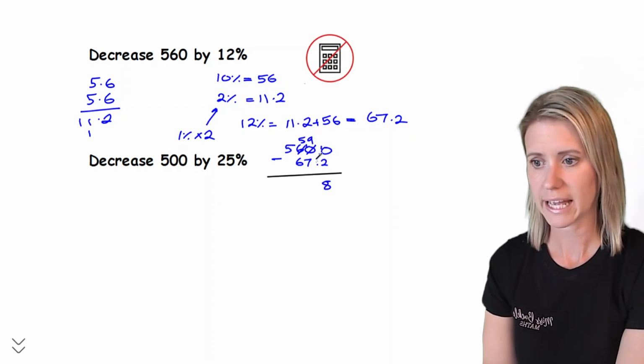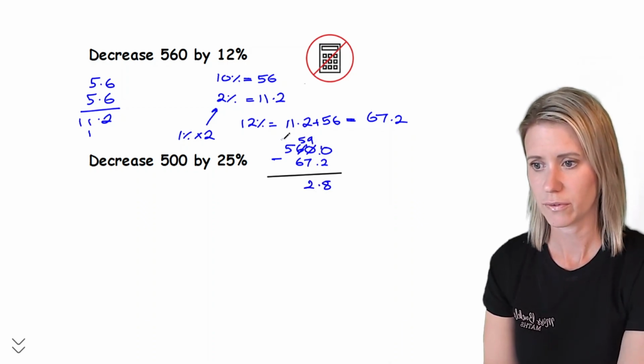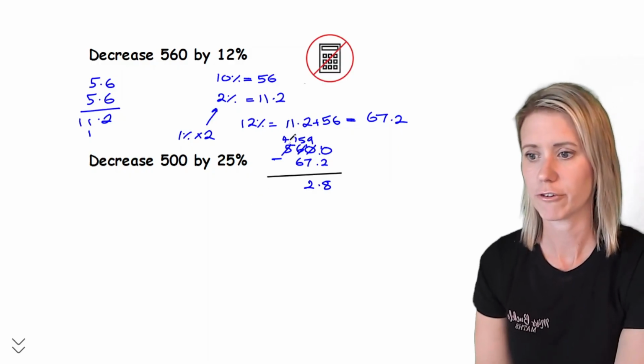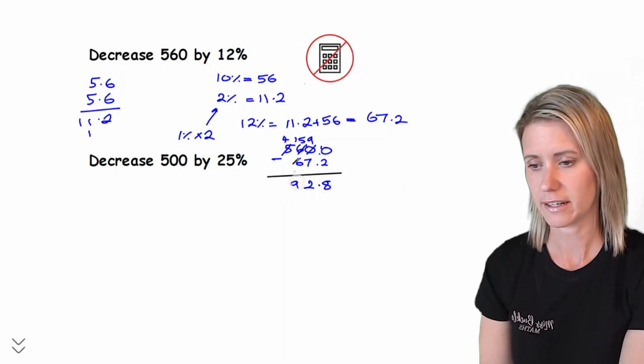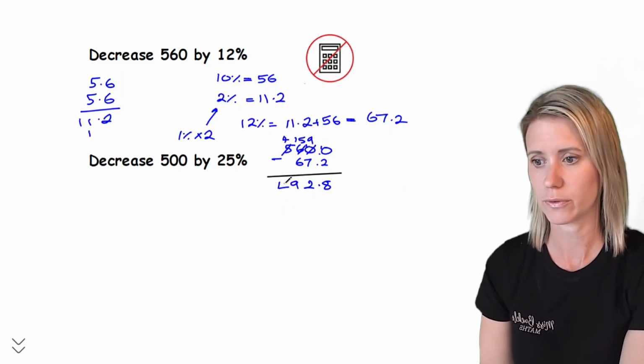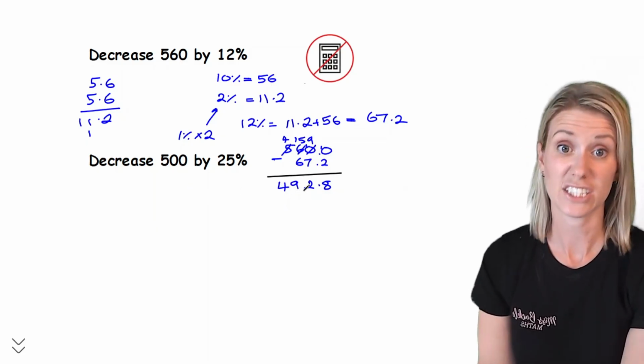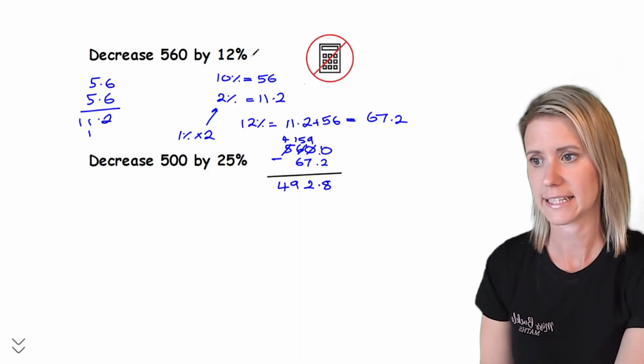Ten take away 2 is 8, 9 take away 7 is 2, 5 take away 6 can't do, so we're going to exchange the 5 for a 4 and borrow that 1. 15 subtract 6 gives us 9, and 4 take away 0 is 4. So 492.8 would be your final answer there.